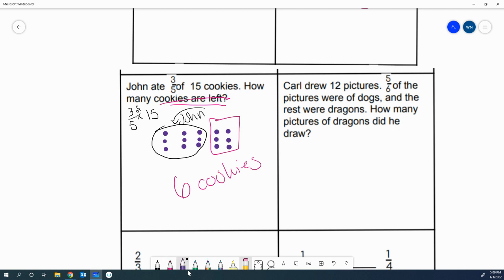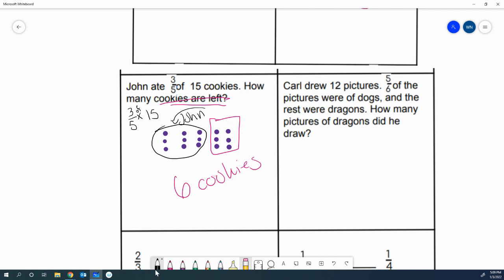Remember what you just learned there to do this next word problem. It can be a little tricky. Carl drew 12 pictures. 5/6 of the pictures were of dogs, and the rest were dragons. How many pictures of dragons did he draw? Try it out.